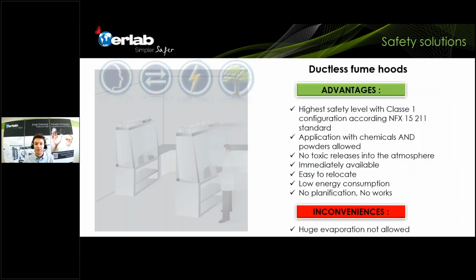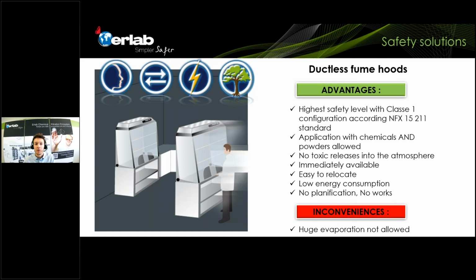So to sum up again, for ductless fume hoods, there are numerous advantages, which is of course the fact that it's mobile, it's flexible, it's plug and play. It comes in, you put it on your table, and you can work. It's operational, so it's very easy to relocate. The energy consumption is very low, and that's thanks to the fact that you're not going to consume any air, so you're only going to use the air present in the laboratory. And so there is no planification, there are no works to be done. For a ducted fume hood, you have to think about the infrastructure, the connection to the HVAC, etc. With a ductless fume hood, that's not the case.